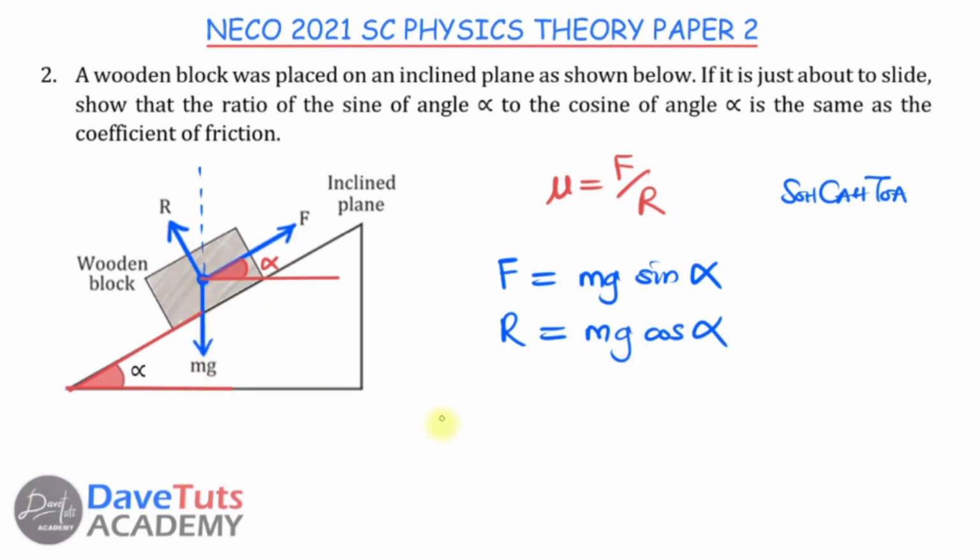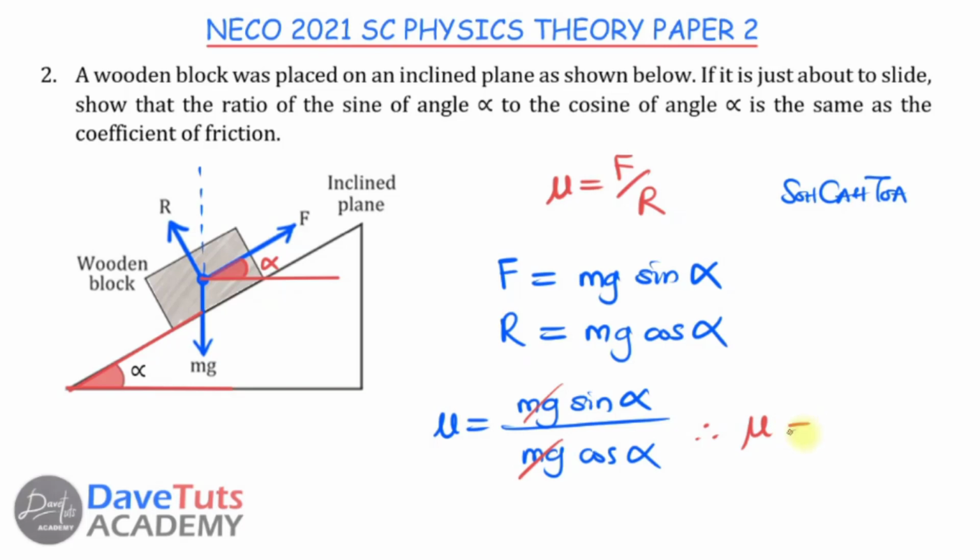So if that is the case, our coefficient of friction, we can say, is nothing but F, which is mg sine alpha, over R, which is mg cos alpha. Okay, so we can see that already mg will cut out, such that the coefficient of friction is nothing but the ratio of the sine of alpha to the cosine of alpha. Of course, that is tan alpha, but this is what we are asked to actually prove, and that has been shown as appropriate.